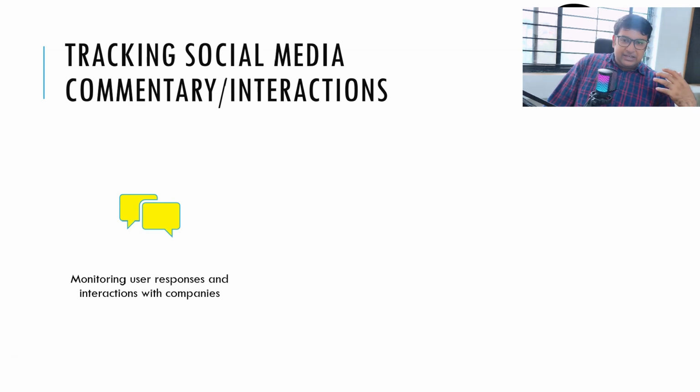So in tracking users' comments, we generally monitor users' responses and interactions with companies. For example, let's say I have a question: are users interacting more with Pepsi than Coca-Cola, or are they interacting with Coca-Cola less and Pepsi more, in any form? How can I do this particular analysis? There are certain KPIs that we commonly use, and based on those KPIs we perform this kind of analysis.